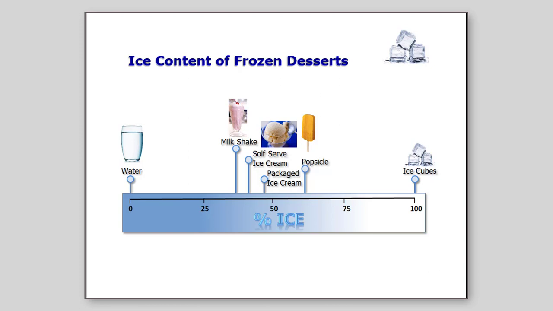This graphic displays the ice content of frozen desserts. On the far left, we have a glass of water with 0% ice. And on the far right, we have ice cubes at 100% ice. Then clustered around 50% ice are the frozen desserts that we enjoy. Ice content is a very important component that contributes to the mouthfeel and texture of a frozen dessert. And having the correct amount of ice is crucial.